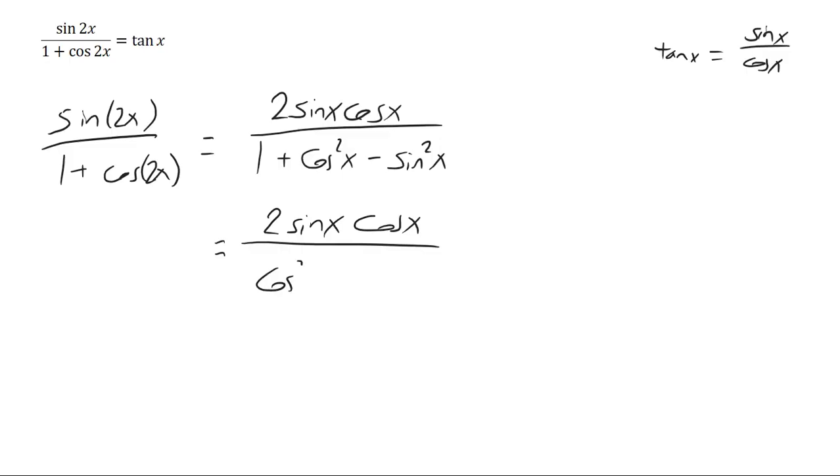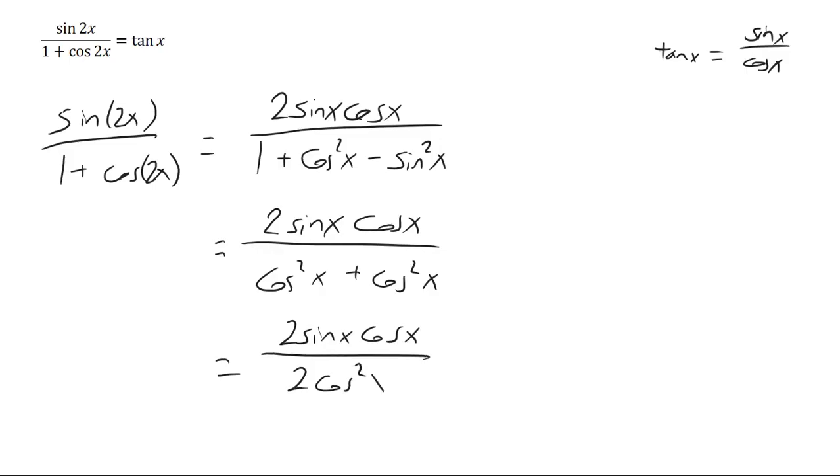So we have cosine squared x plus cosine squared x, which we can combine to 2 cosine squared x, and these 2's cancel. 1 power of cosine on top cancels 1 power of cosine on the bottom. So this is sine x over cosine x, which is equal to tangent x. There we go, right there.